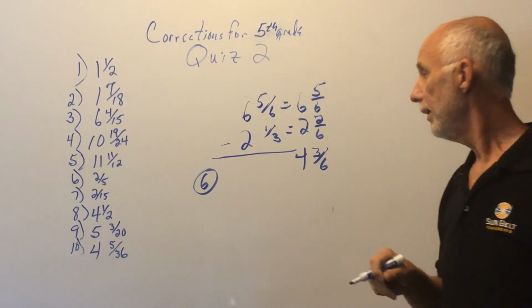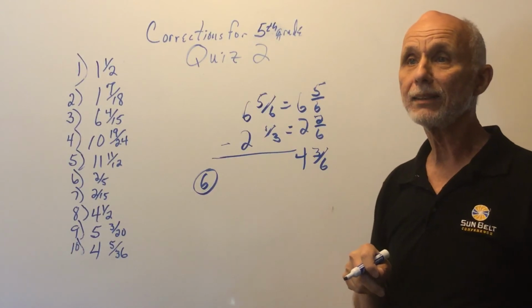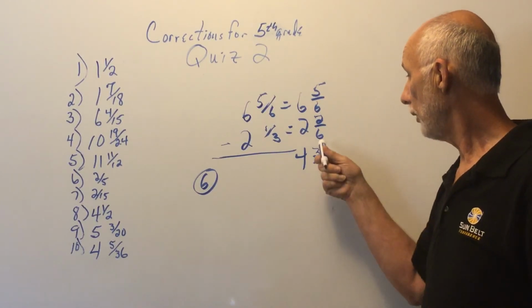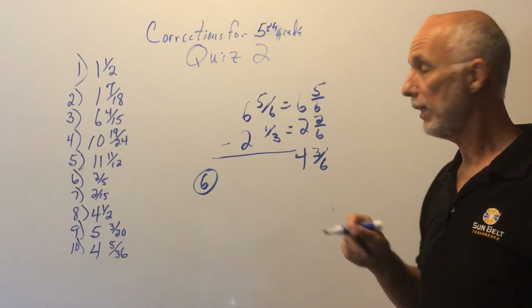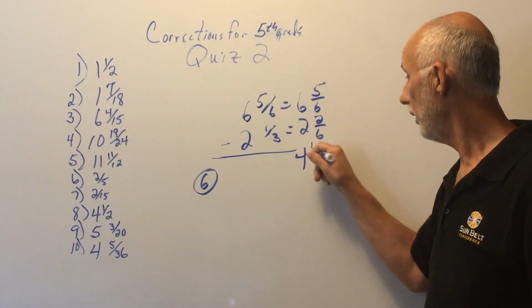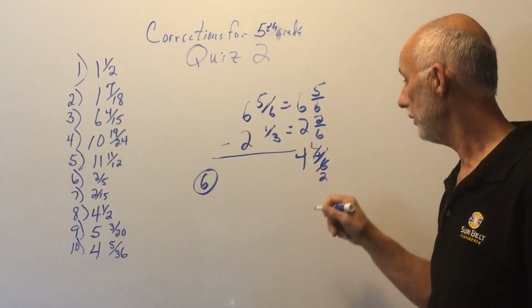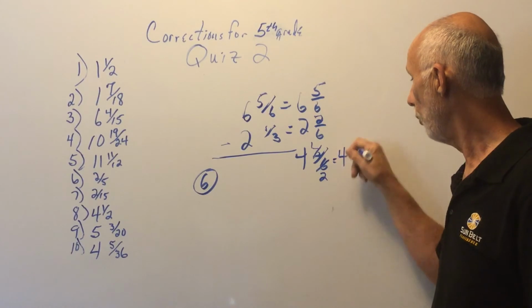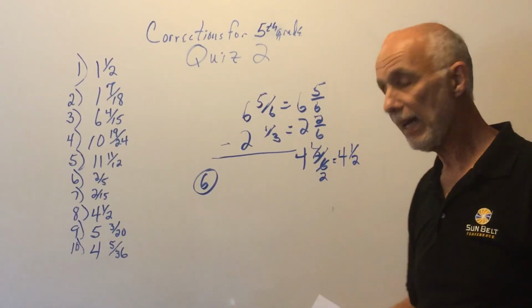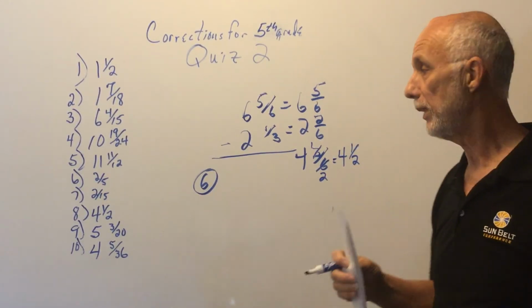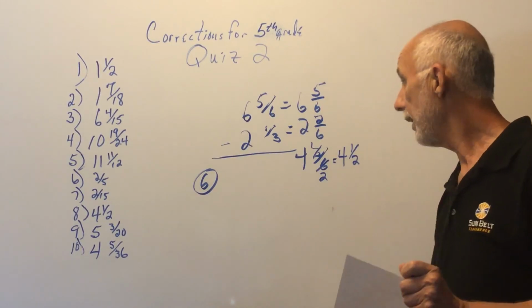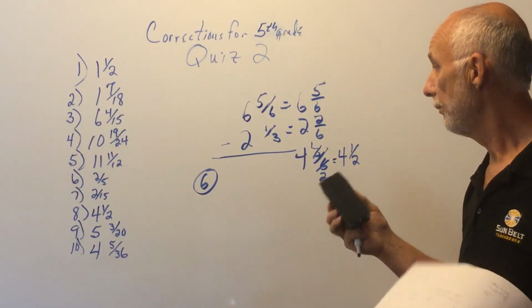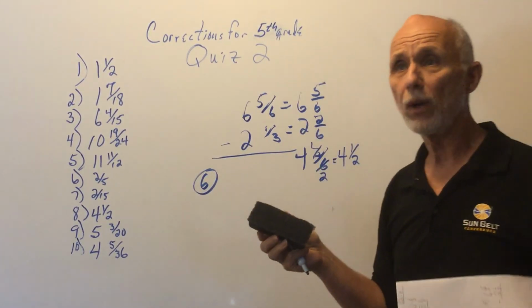By the way, that's my answer, but it's wrong because it has to be simplified. What goes into 3 and 6? 3 does. 3 goes into 3 once, 3 goes into 6 twice, and the real answer is 4 and 1/2. Again, all fractions must be simplified. Again, that's the right answer.